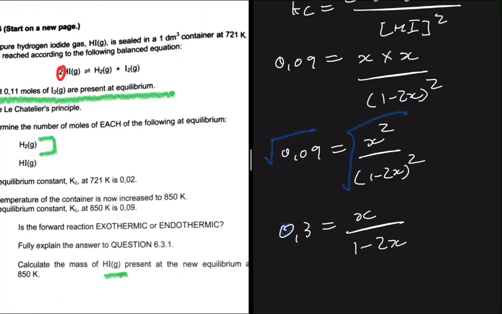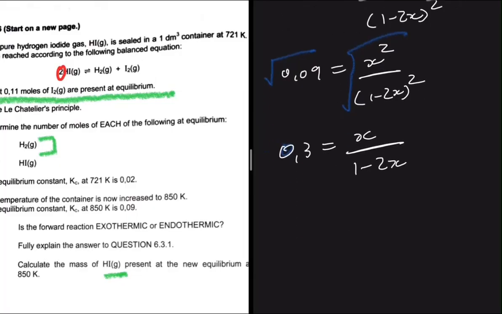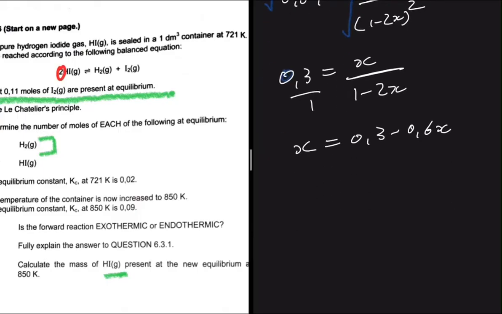And just like that, we don't have a square anymore, because if we kept the square there, we would have to solve a quadratic equation, which is something I'm not really looking forward to. So if we cross multiply here, we're going to get x being equal to 0.3, and then what is 0.3 multiplied by minus 2x? That is minus 0.6x. Right, so you can see that we can take this term to the left hand side.